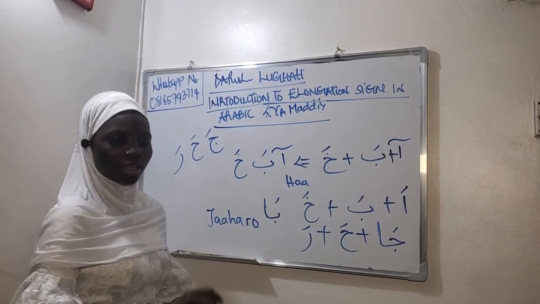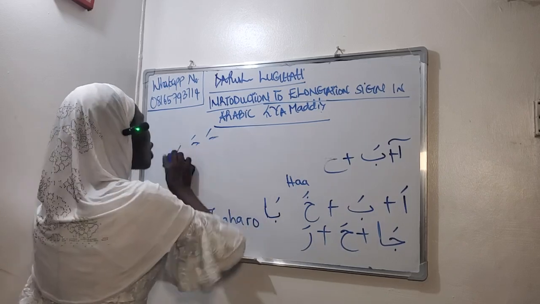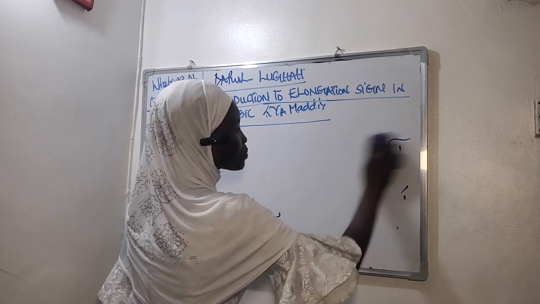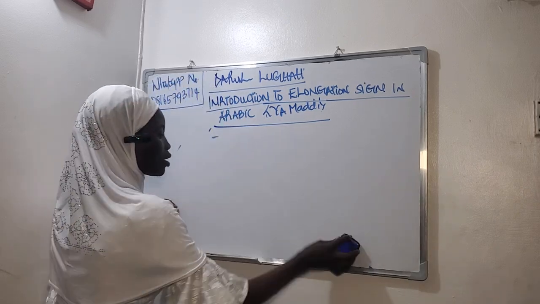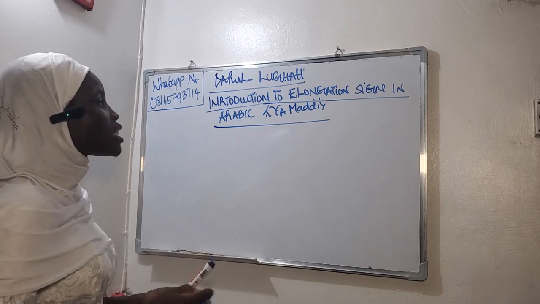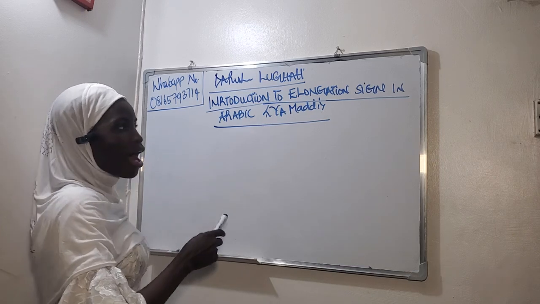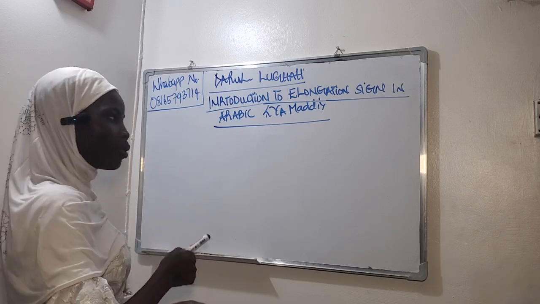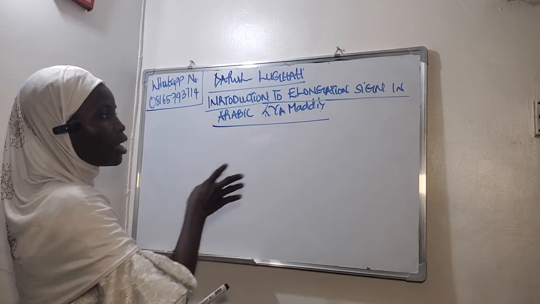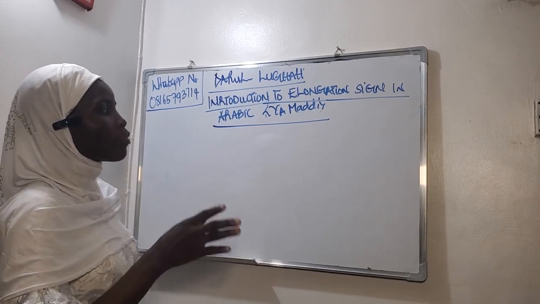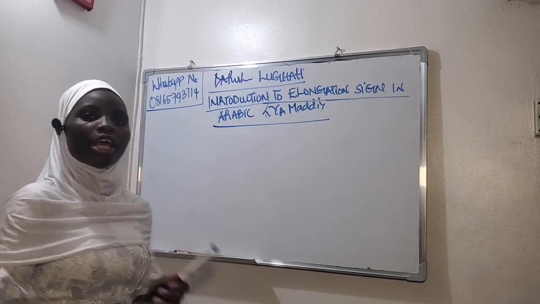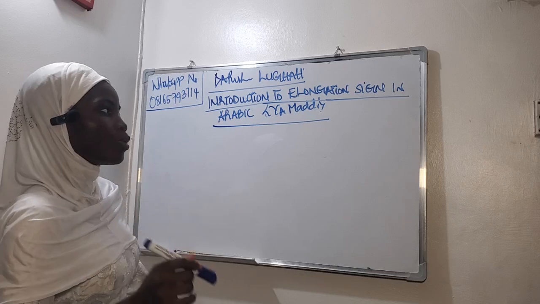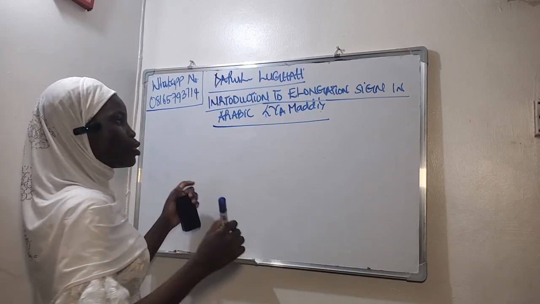Now let's quickly dive into today's topic, which is introduction to elongation sign in Arabic, that is Ya Maddi. In our previous video, we said Alif Maddi attracts Fatia, Ya Maddi attracts Kesro, and Waw Maddi attracts Doma. We grouped these elongation signs in three places. We have the short vowels and the long vowels. We're done with the short vowels. If you are not clear about this, you can go back to our previous video on short vowels.